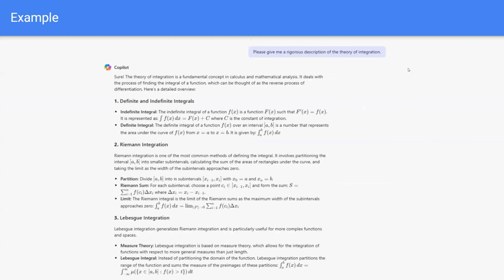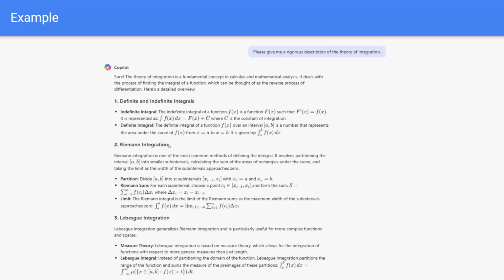Here's a first example. So here I've asked Copilot to give me a rigorous description of the theory of integration. And it looks like it starts off pretty well. So this is all stuff we recognize: definite and indefinite integrals. Sure, this all looks normal. There's the fundamental theorem of calculus. I see something that looks like that. Definite integral. Okay. Next, it says Riemann integration.